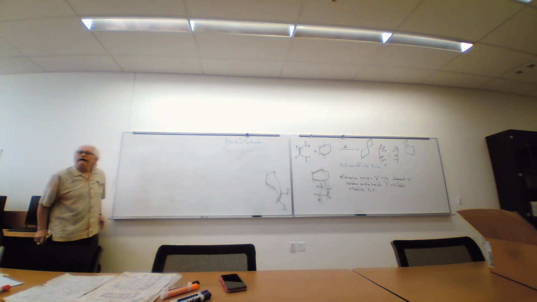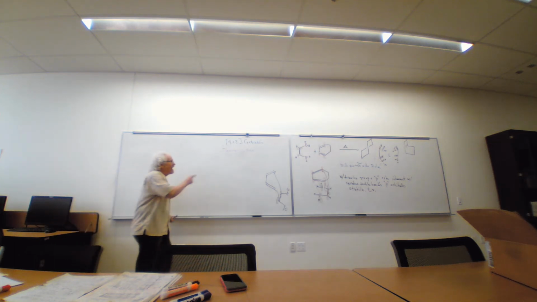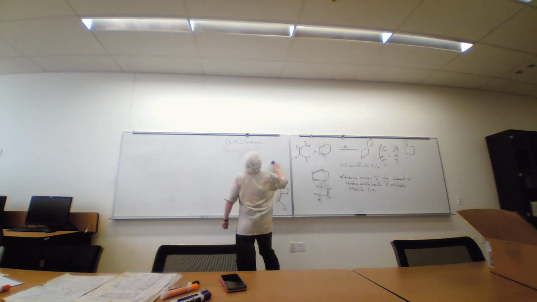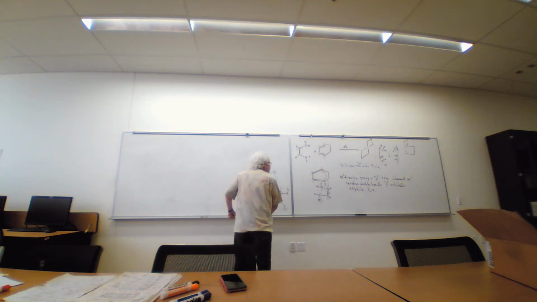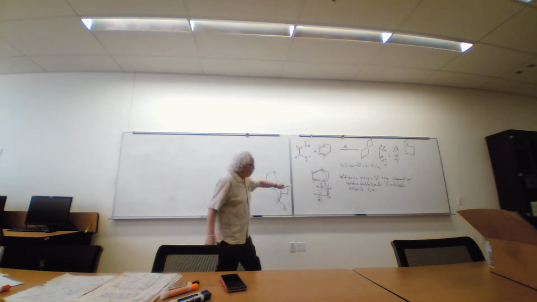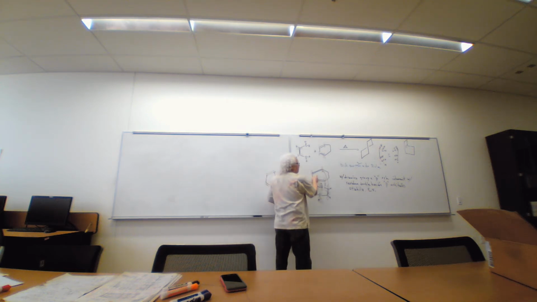Explain this using molecular orbital theory. Why does this reaction work, and why do electron withdrawing groups and donating groups make it go faster? What's the donating group here? This carbon. These are alkanes.